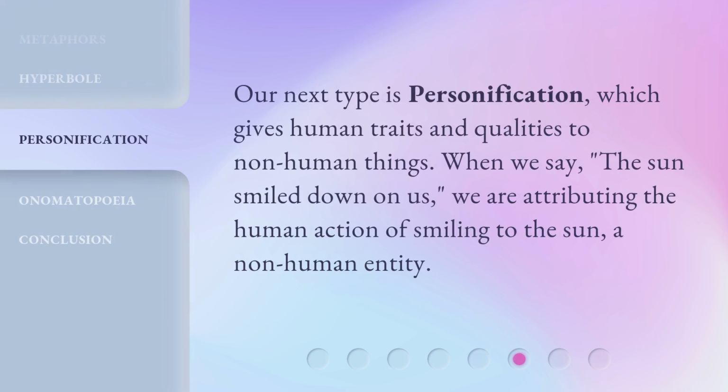Our next type is personification, which gives human traits and qualities to non-human things. When we say, "The sun smiled down on us," we are attributing the human action of smiling to the sun, a non-human entity.